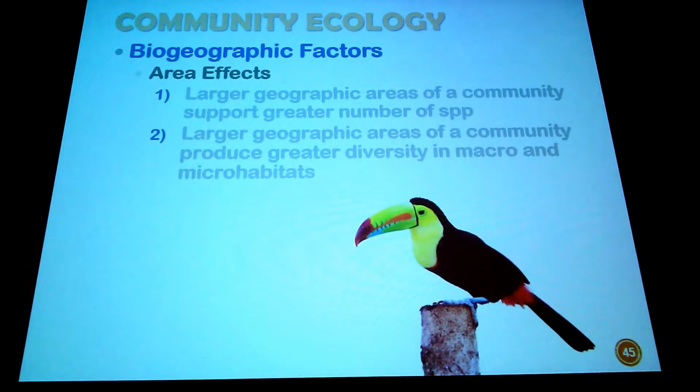Larger geographic areas of a community produce greater diversity in macro and micro habitats. If you have this big space, chances are it's not all going to be geographically consistent. It's going to break down into smaller areas, macro, micro habitats. And in those areas, you're going to find greater diversity. So if the landscape's diverse, the species are going to be diverse.